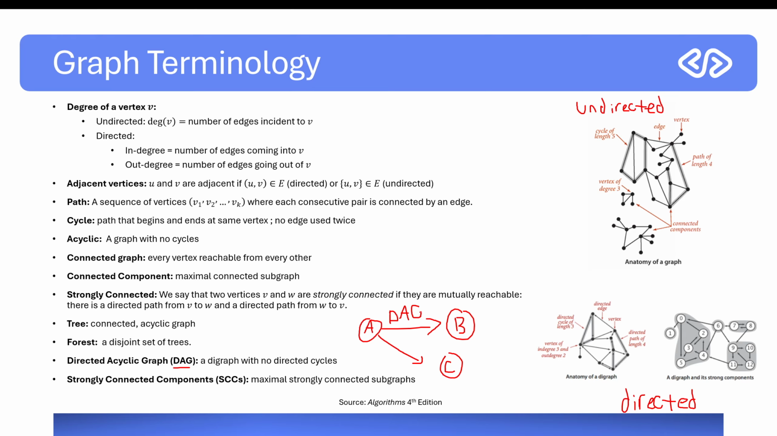But if I then put a new edge here, now it would not be a DAG anymore because I could just go around. Oh wait, I would have to complete this thing like that. I'd be able to go around and around. That'd be a cycle. Yeah, and we talked about strongly connected components. These definitions I got from Algorithms 4th edition. They're very standard definitions.